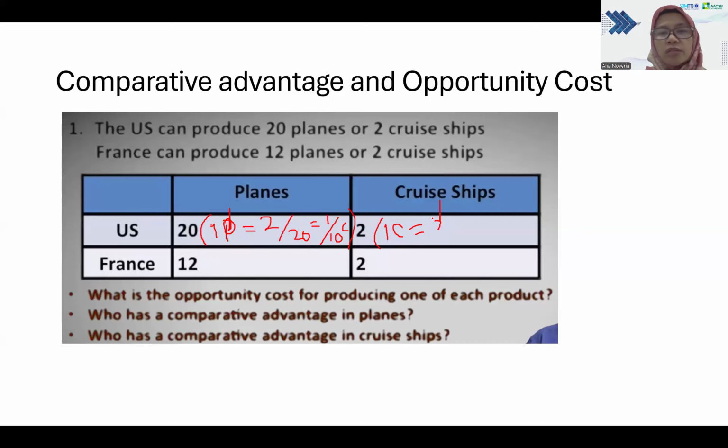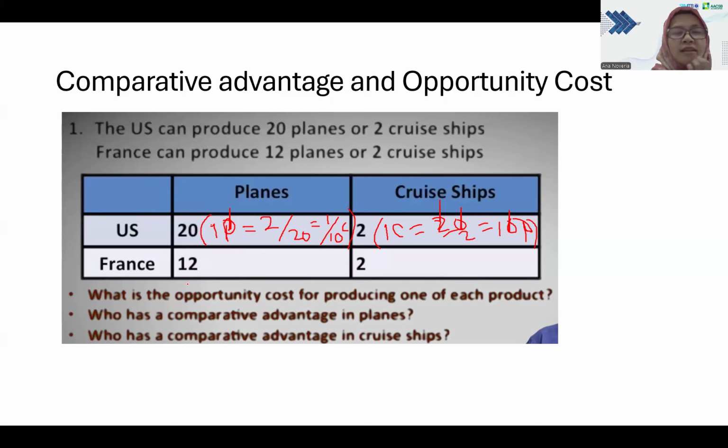Okay, so it's 20/2 equals 10 planes. Okay, so that's for the US.